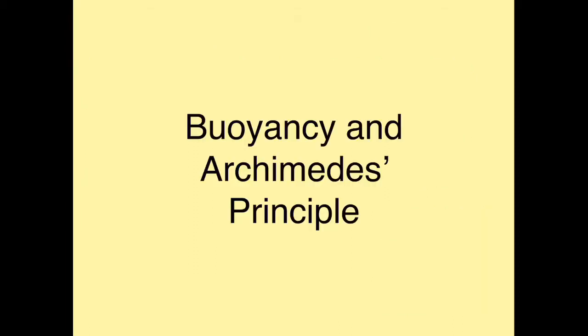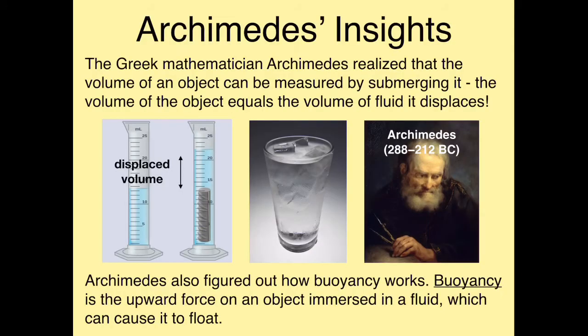So next, let's move on to a new topic, which is buoyancy and Archimedes' principle. Now, to start this off, I'll tell you a little bit about the Greek mathematician Archimedes, who lived a long time ago in ancient Greece, and he made some interesting discoveries about fluids. Now, the first insight is that Archimedes realized that you can measure the volume of an object by submerging it in a fluid. So, as an example, if we have a container filled with water, and then I place an object inside of it, that will displace the water. It will cause the water line to move up in my container.